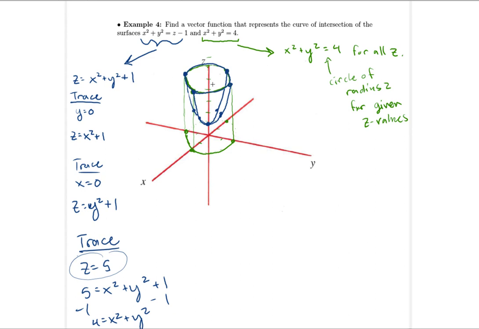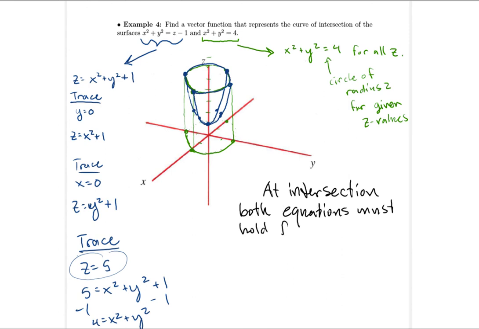All right. So remember, at the intersection, both equations must hold for x, y, and z. So what does that mean? That means that if I know that x squared plus y squared always equals 4 for this equation, then x squared plus y squared has to equal 4 for that equation also.